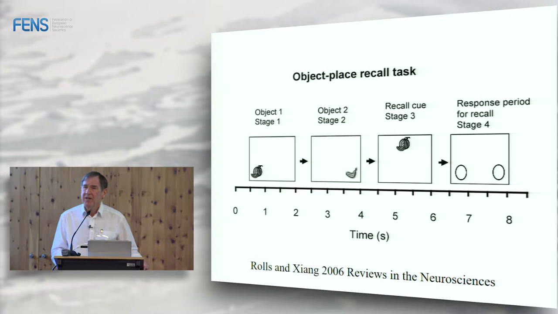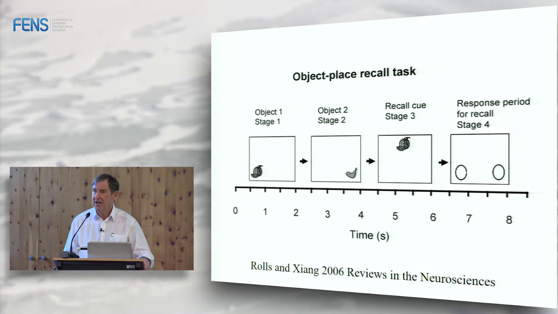Now, the fundamental thing for me for episodic memory is a one trial object place association. That's event memory. Where did I see a particular person? Okay. So here we are. We set up a one trial memory task. See if you can do it.